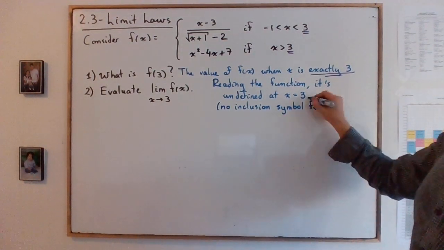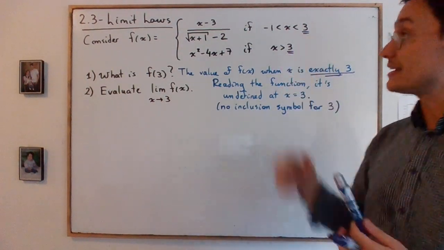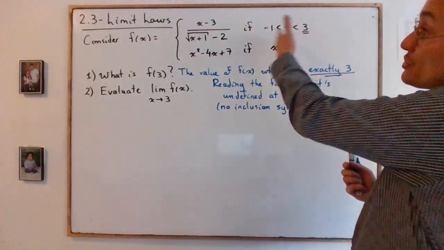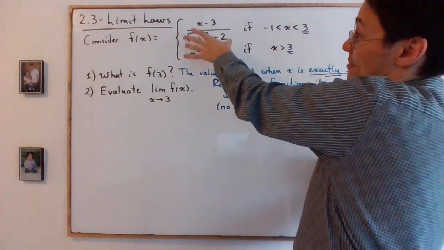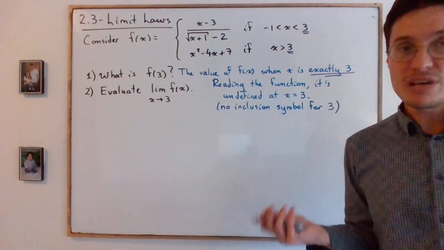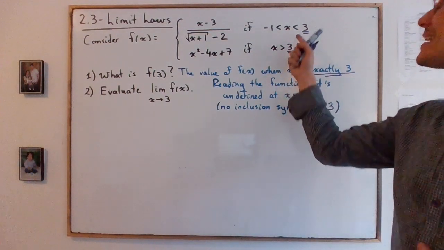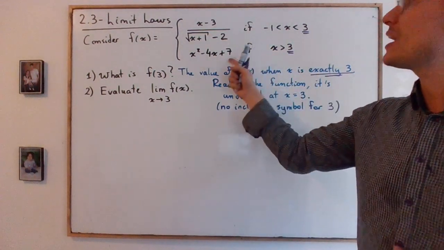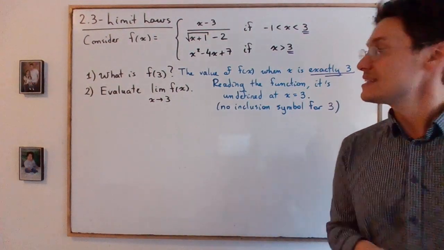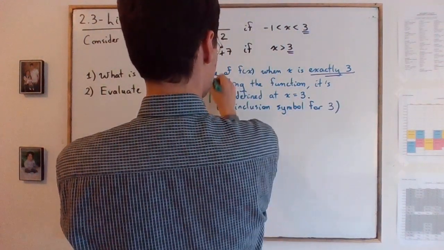Now, the reason why it needs an inclusion symbol is because it's at the junction. It's the place where it changes formula. Otherwise, we would assume that it's defined wherever we can punch 3 in and it works. But in this case, because it's the junction value, we need to specifically include it either in this formula or in this formula. And since it's not the case, the function is undefined.